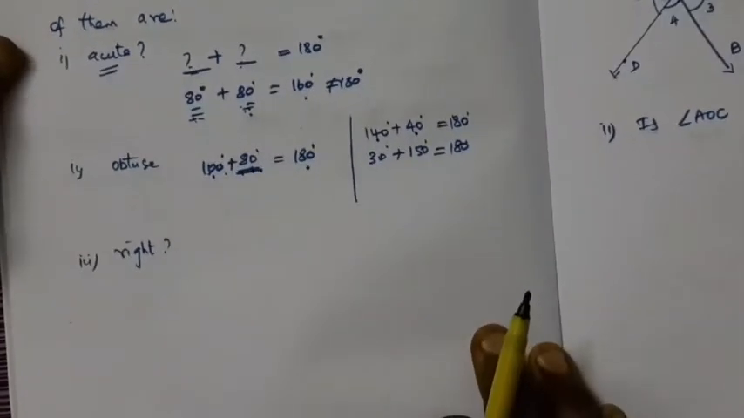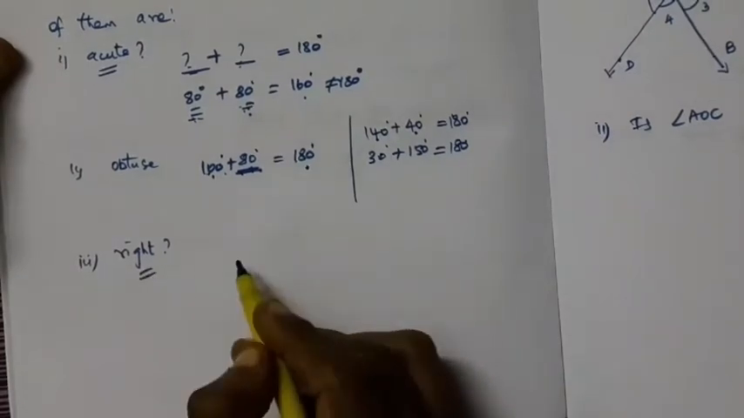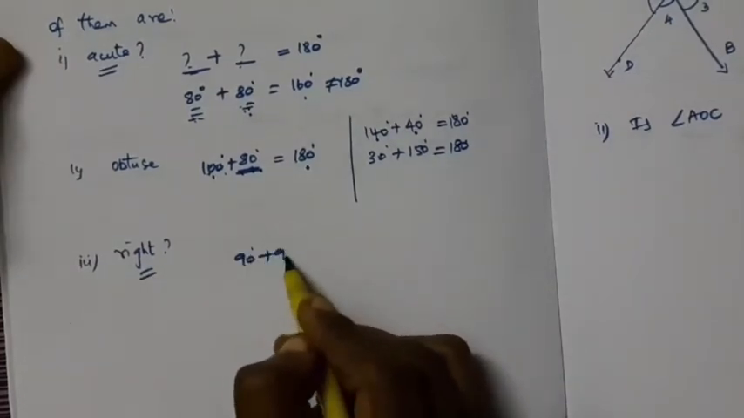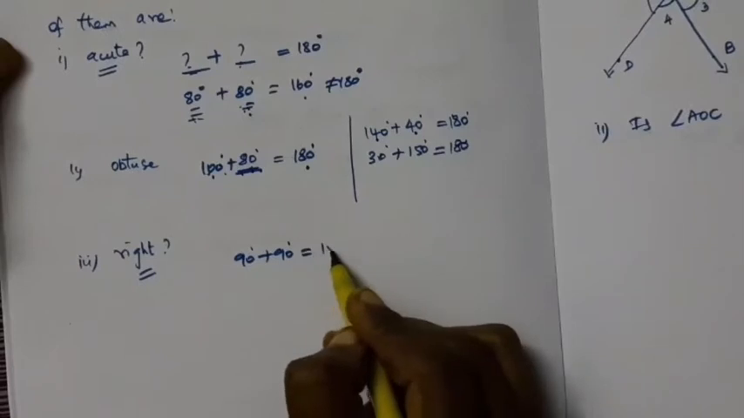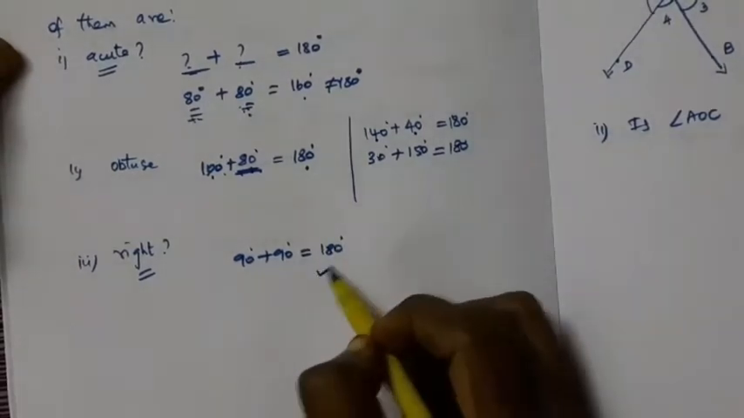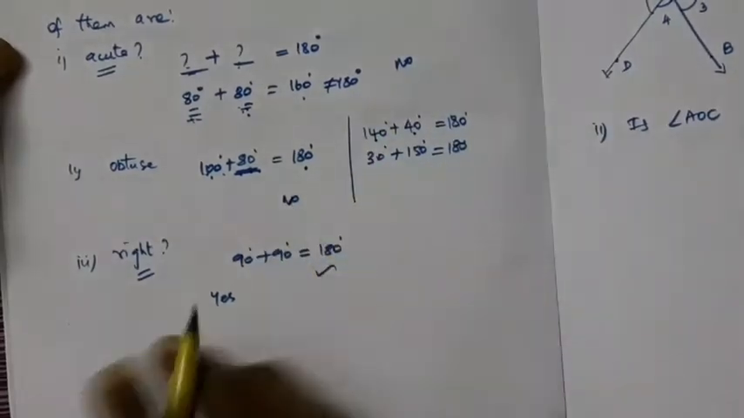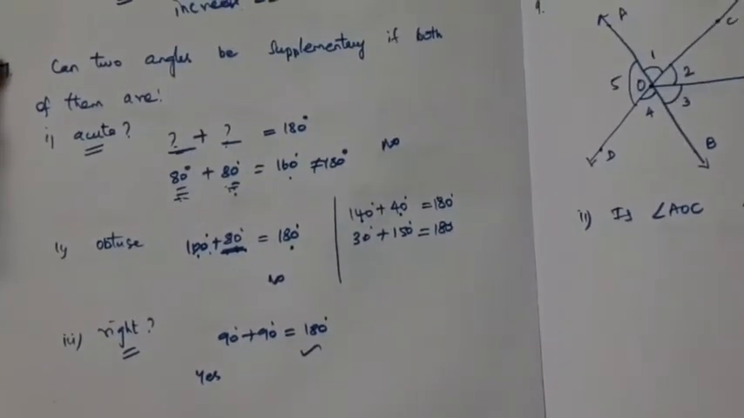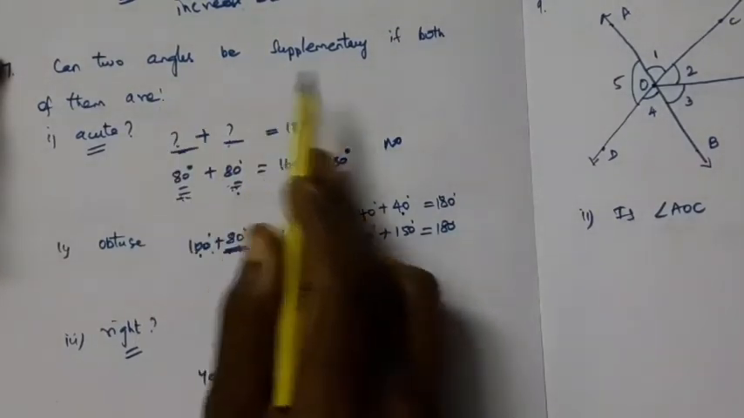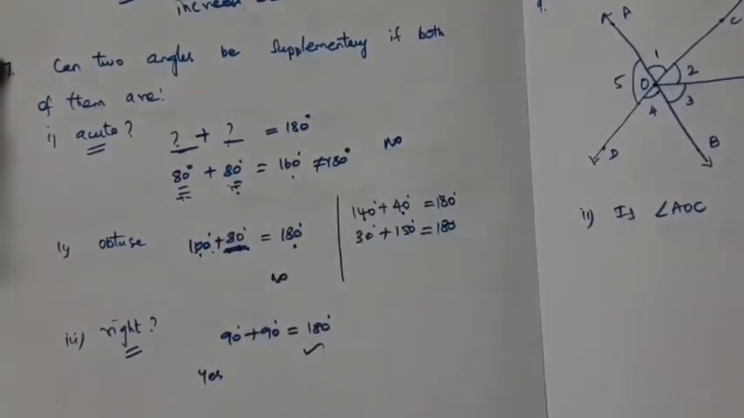There is one more possibility. If the two angles are right angles. So 90 plus 90 is 180 degree. This is also possible. Yes. These first two cases are no. The third case is yes. Okay. So the two angles are supplementary. The one possibility is the two angles should be a right angle, 90 plus 90.